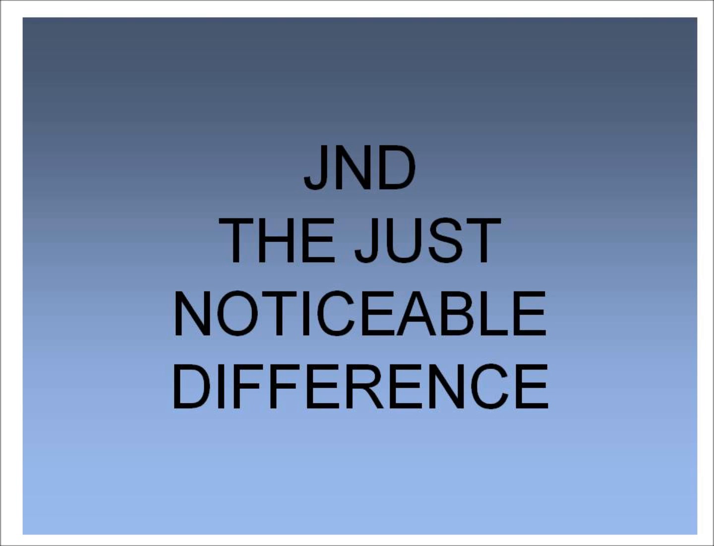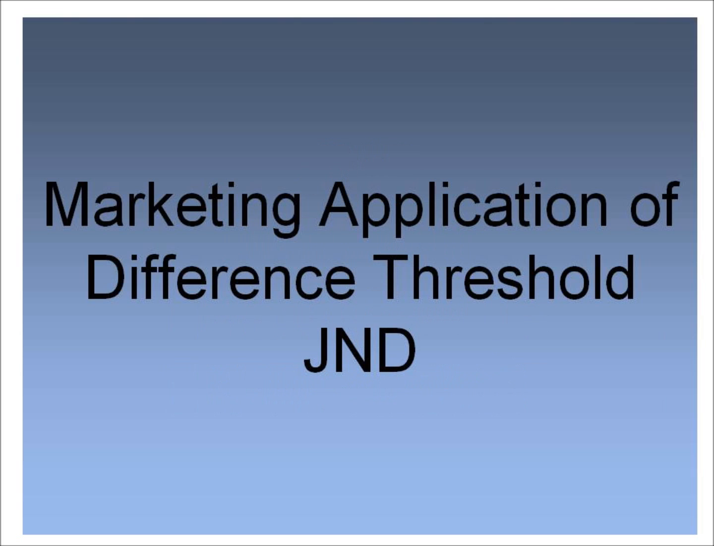The JND, or the just noticeable difference, is the minimum change that is necessary to be noticed. If the change is too small, it is below JND, and it will go undetected. For a change to be noticed, the change has to be sufficiently large. Sometimes marketers want the change to be noticed, to be above JND. At other times, marketers don't want the change to be noticed. They want the change to be below JND.